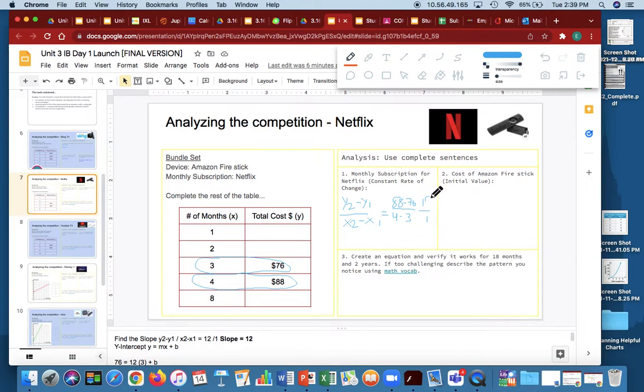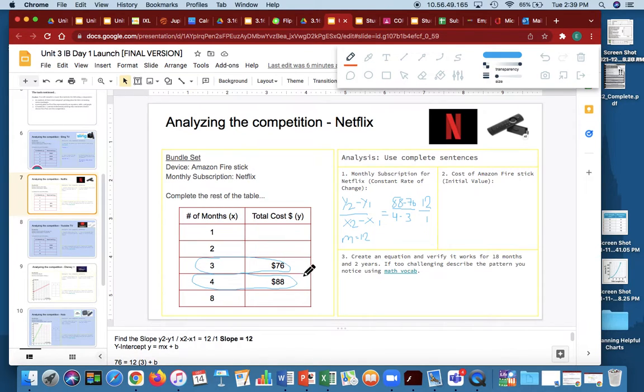Okay? That right there is telling me that my rate of change, my m, my slope, is going to be 12. Now remember, I want to write this in complete sentences also. So I'm going to go to my text box and then I'm going to start typing. The monthly subscription for whatever the program is, I think yours is going to be the YouTube TV, but for mine it's Netflix. My monthly subscription for Netflix is $12.